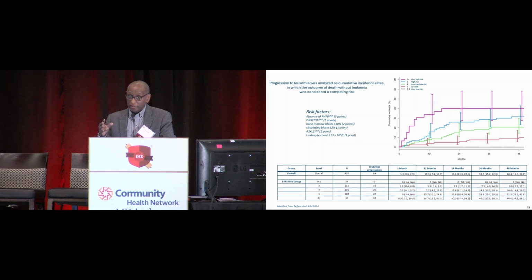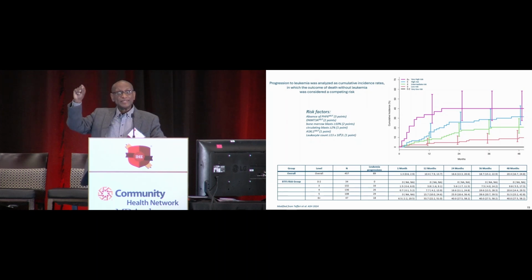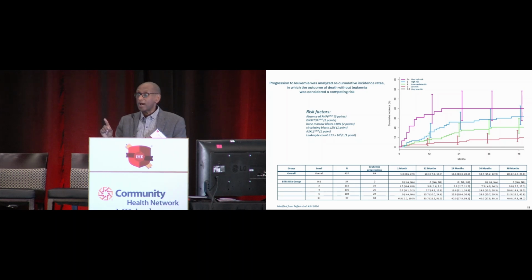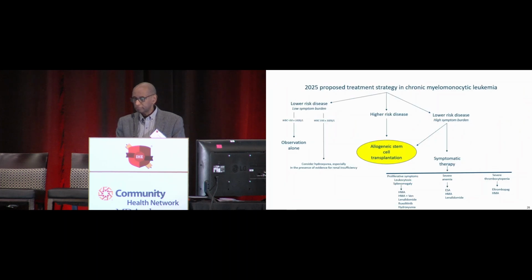Now, on the other hand, there are a number of factors which tell you that you're going to get leukemia. The bone marrow blast, intuitive. Peripheral blood excess, intuitive. High white count, intuitive. What is not intuitive is perhaps the mutations, DNMT3A and ASXL1. I want you to remember this too. DNMT3A and ASXL1 are bad for leukemic conversion in CMML. And therefore, this is the last slide of the first talk.